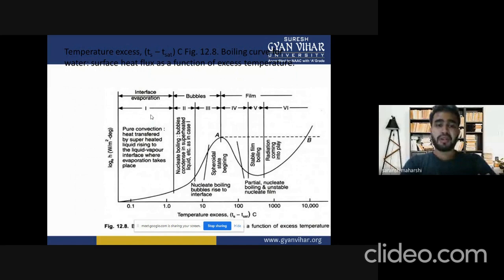It is divided into three parts: interface evaporation, next bubbles, and next film. First of all, we'll discuss interface evaporation. We will discuss pure convection. In pure convection, heat is transferred by the superheated liquid rising to the liquid-vapor interface where evaporation takes place.